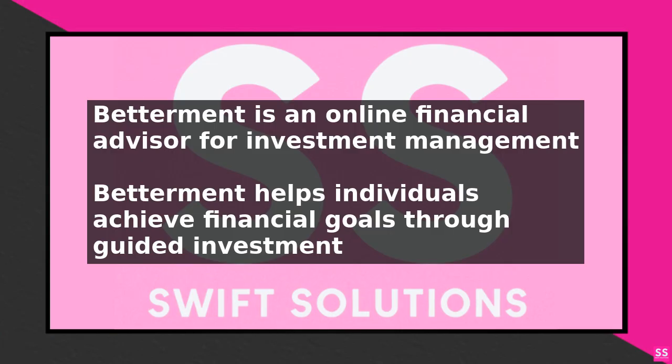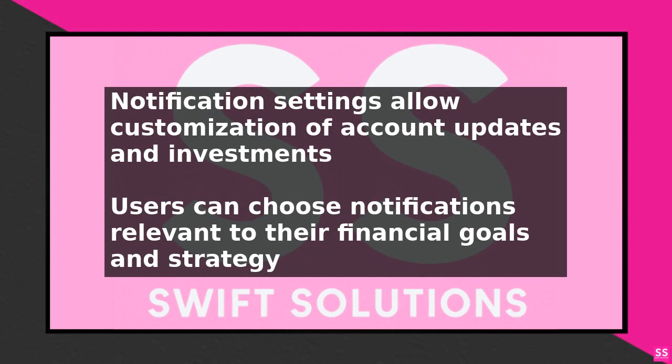The first step is to set up your Betterment account and navigate to the notification settings. Here, you can customize the types of notifications you receive, including account updates, investment notifications, and tax-related notifications. It is crucial to choose the notifications that are most relevant to your financial goals and investment strategy.